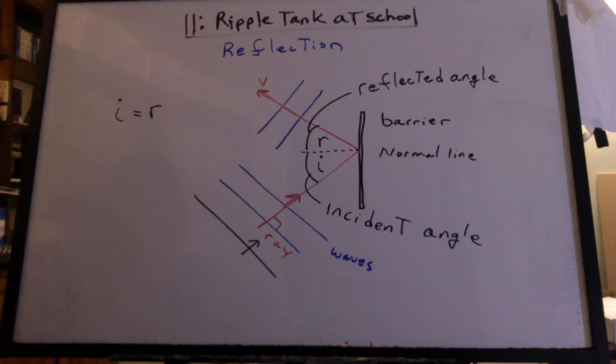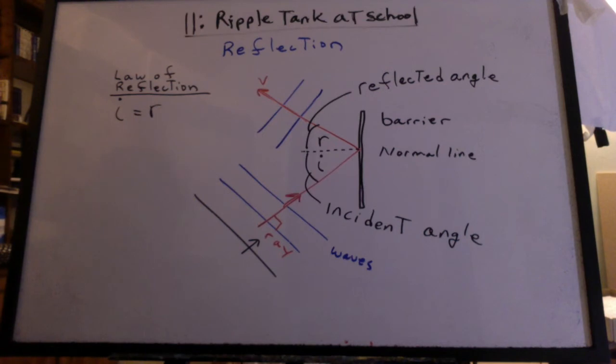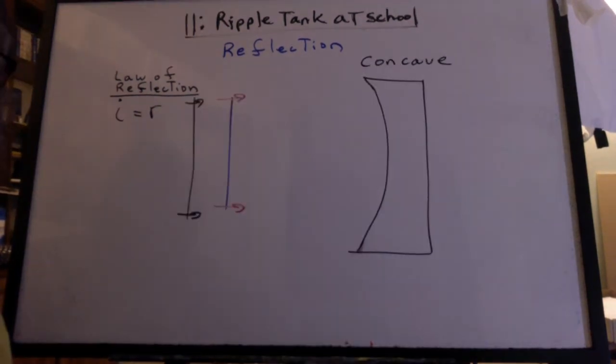If you do the experiment at home or you study the video, you find out the angle of incidence equals the angle of reflection. This is the law of reflection, and it works whether that barrier is straight or if it's curved. Then we put a concave reflector in the water and made a wave approach.